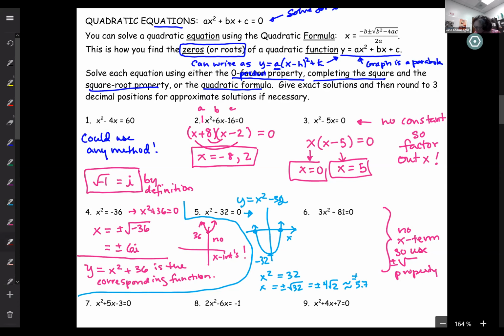And then number 6, 3x squared equals 81. So x squared is 27. X is plus or minus the square root of 27. You could pull out the square root of 9. And there would be a 3 factor left inside. So those would be the x-intercepts of that function of y equals 3x squared minus 81.